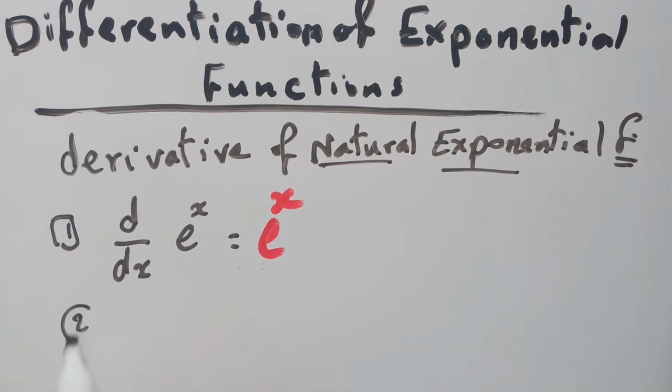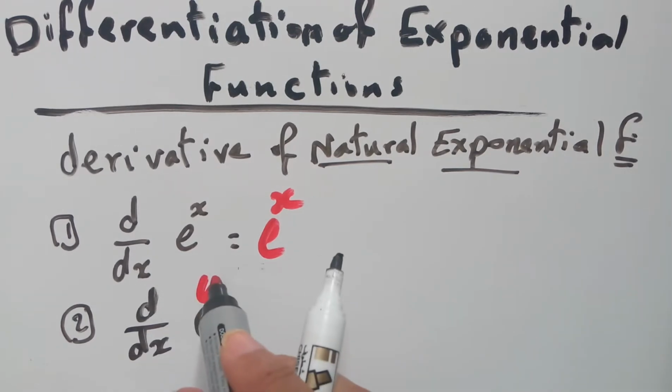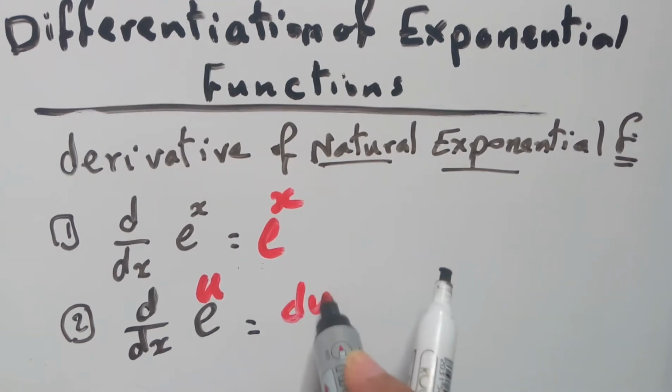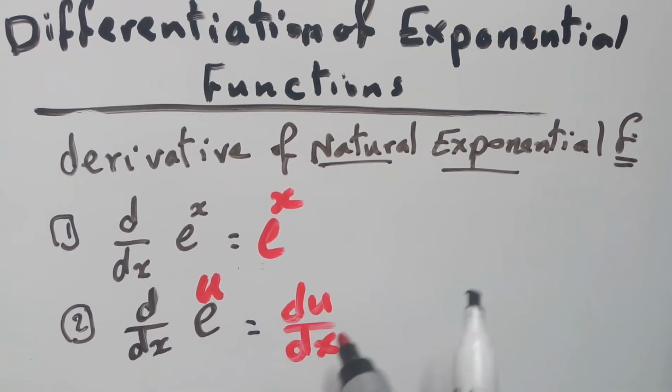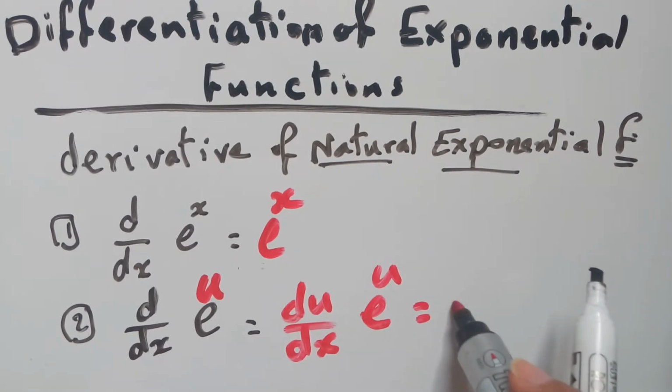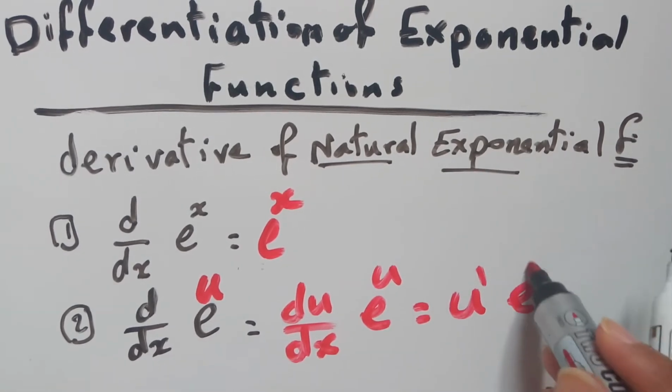Number 2, if you would like to get the derivative with respect to x for e raised to a power u, and u is a differentiable function with respect to x, this means you will get the derivative for u, du dx, then multiplied by e to the power u itself, or you can rewrite it as u prime multiplied by e to the power u.